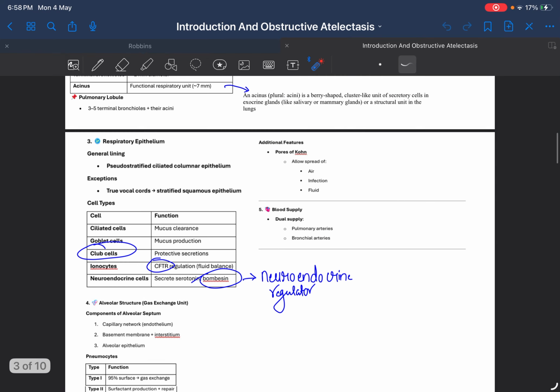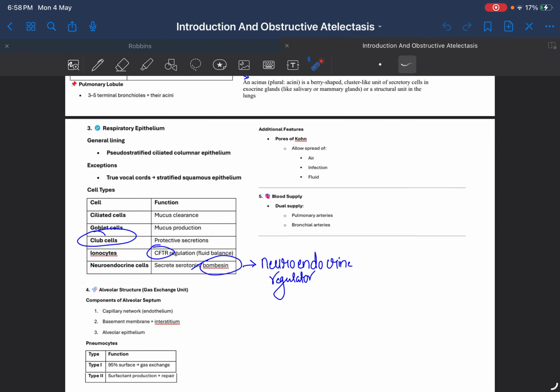Now let's talk about the epithelium. The general lining present in the respiratory system is pseudostratified ciliated columnar epithelium. The exception is at the vocal cords, which have stratified squamous epithelium. Let's talk about the cells that are present. We have ciliated cells, responsible for mucus clearance; goblet cells for mucus production; club cells for protective secretions; ionocytes for CFTR regulation, that is, fluid balance. Then we have neuroendocrine cells that secrete serotonin and bombesin, which is a neuroendocrine regulator.